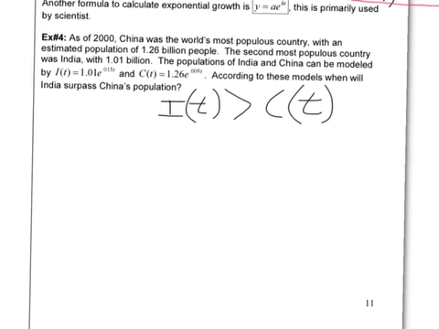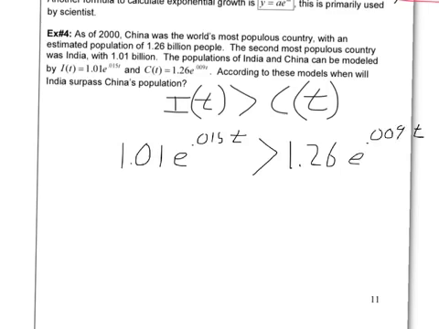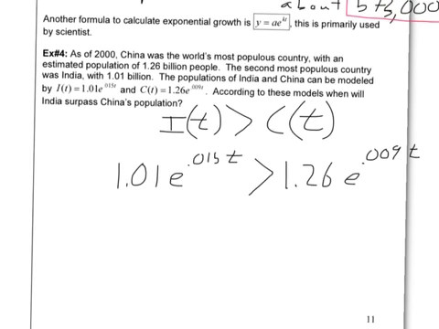So let's just plug in what we know. We know that I(t) is 1.01 e to the 0.015 t, and China is 1.26 e to the 0.009 t. You can see by looking at the functions that k is like our growth rate, and this one's a little bit bigger in India than it is in China. So even though China has more, India's growth rate is higher. Okay, so how could we solve this?